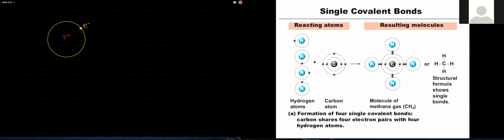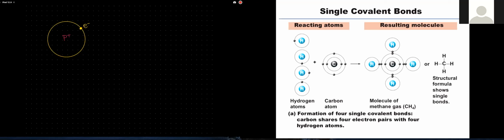Am I chemically stable? Or do I need to form chemical bonds? What do you think? Do I have a saturated valence shell on here? No. So I need another electron. I need to form a chemical bond to saturate my outermost energy level.